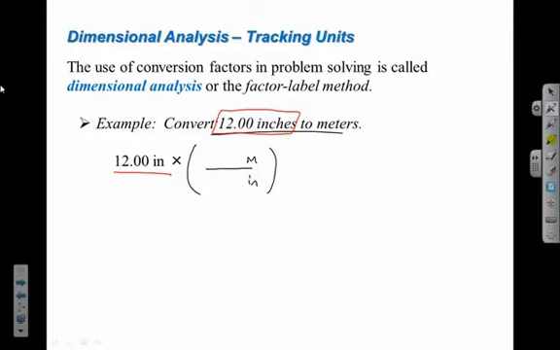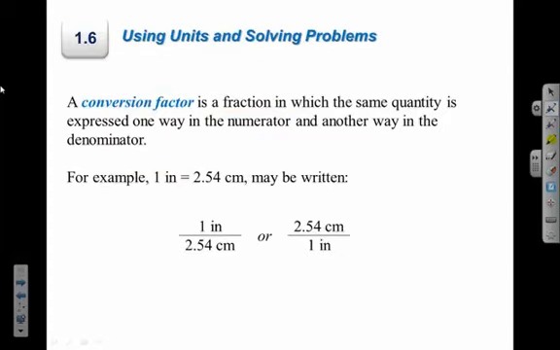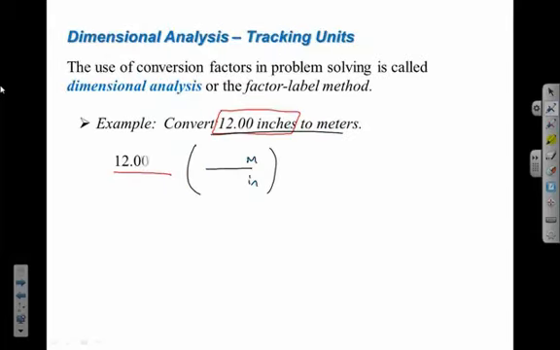You want to set up things that are equal, working with the units that are given in the question. So what do I know? Well, I know from the last slide that 1 inch equals 2.54 centimeters. That's a relationship. I can use that.